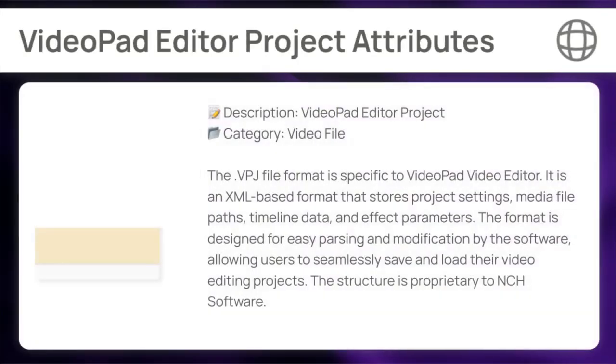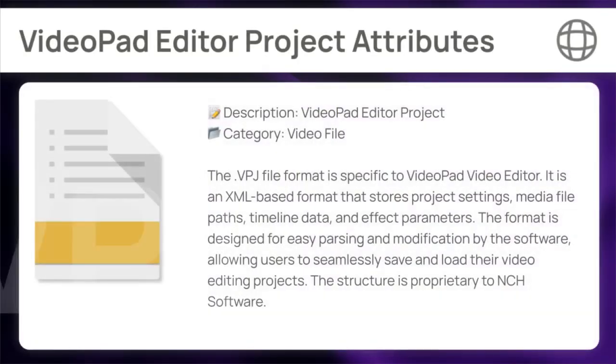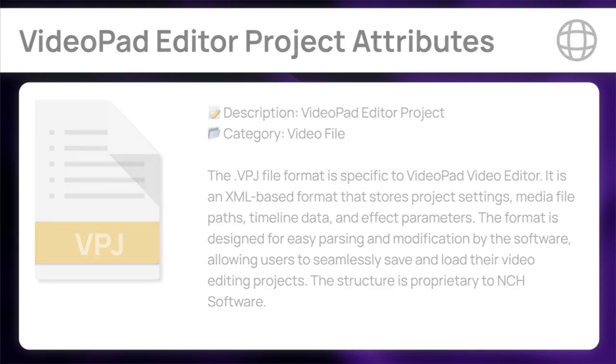The VPJ file format is specific to VideoPad Video Editor. It is an XML-based format that stores project settings, media file paths, timeline data, and effect parameters. The format is designed for easy parsing and modification by the software, allowing users to seamlessly save and load their video editing projects. The structure is proprietary to NCH Software.